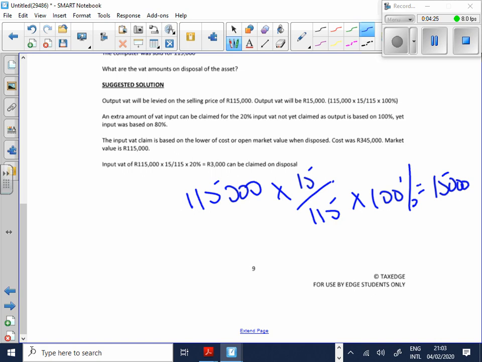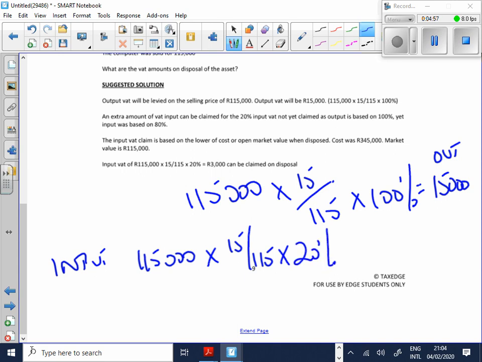And what can I do? I can claim whatever input I didn't claim on lower of cost or market value. So we say cost was 345, market value 115 when I sold it. So what am I able to claim? There's your output. And what's my input? Lower of 345 or 115 times by 15 over 115. And what did I claim originally? 80%. So how much am I allowed to claim now? 20%. Are you guys comfortable? That would be your input.